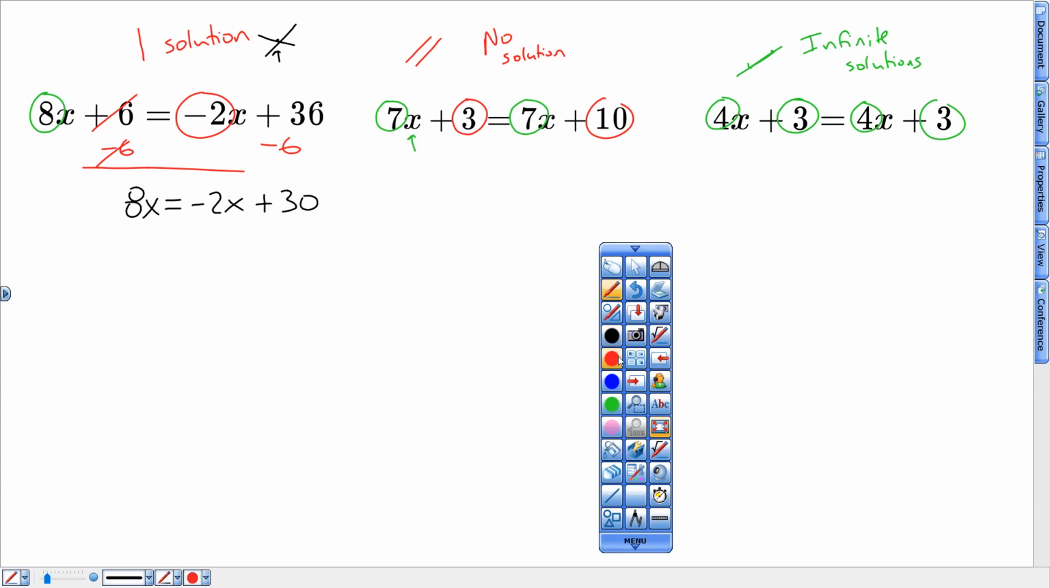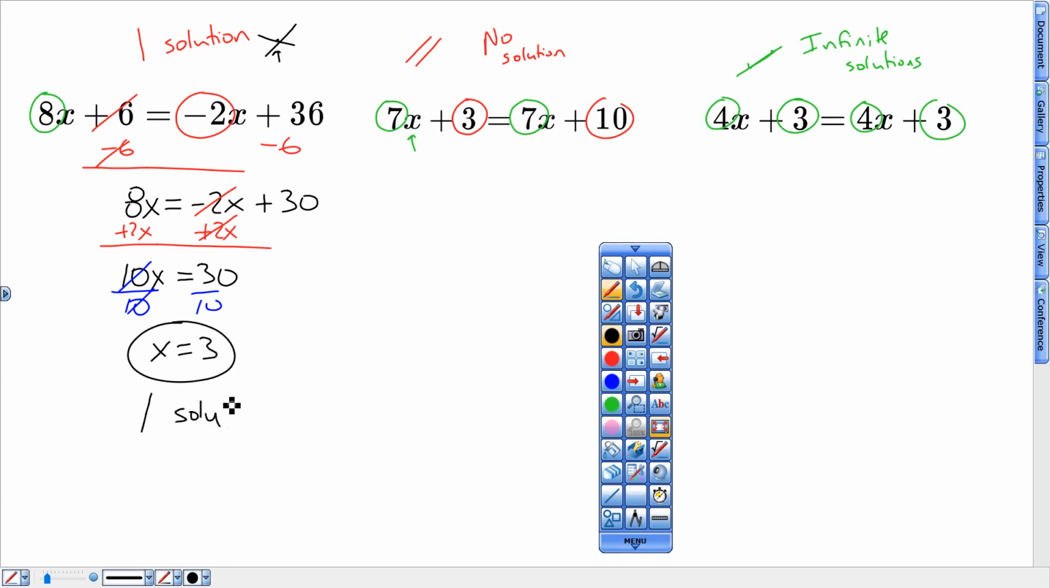Stay on that side, add 2x, add 2x. Those will cancel away. I'm doing adding because that's the opposite of that minus 2x, and that gives me 10x. And then right there, the last step, go back to your left side and divide. So there is the only solution in this universe to that problem right there. X equals 3, one solution. There's only one. There's no other number I could plug in for x and have this equation work. Only 3 will work right there.